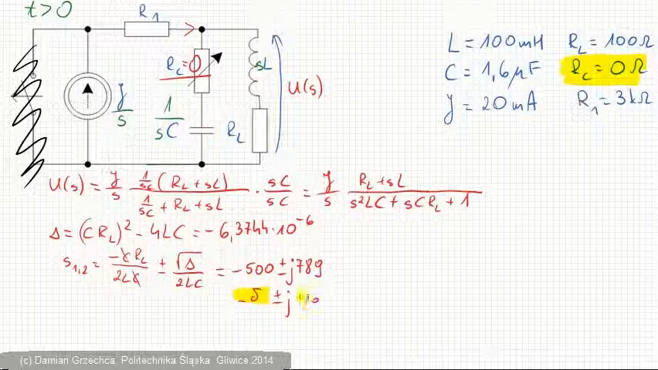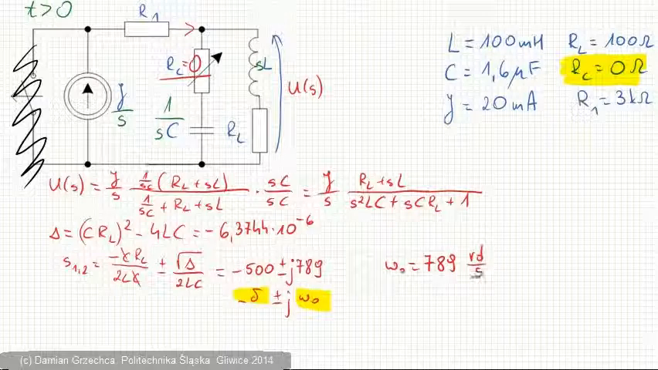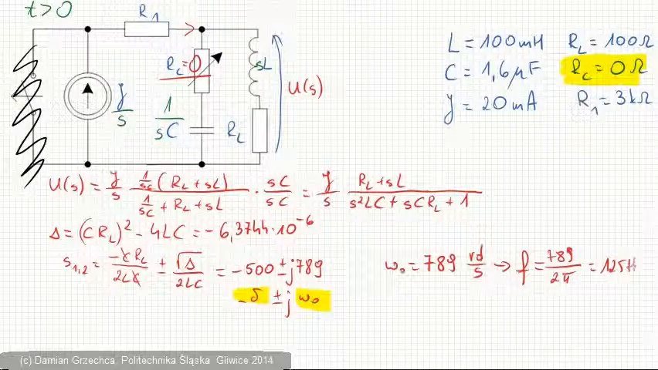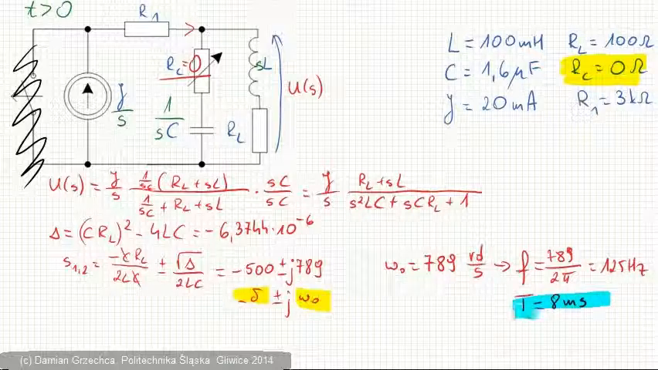And this is the damping factor and pulsation. Omega 0 is 789 radians per second. It means that the frequency is 789 over 2 pi. It is 125 Hertz. It gives a period equal to 8 milliseconds. That's the period you can observe on the oscilloscope.